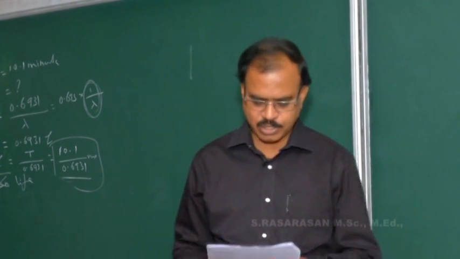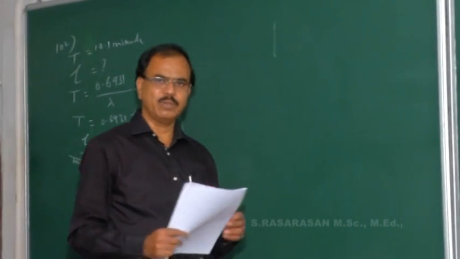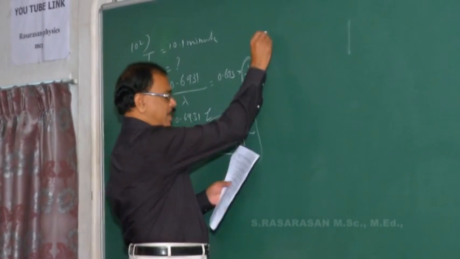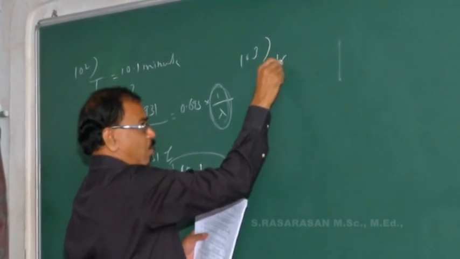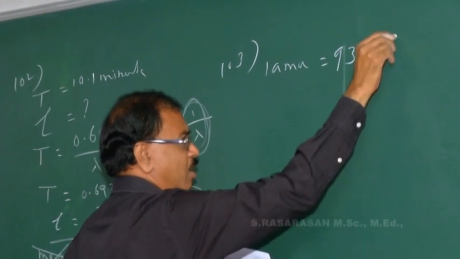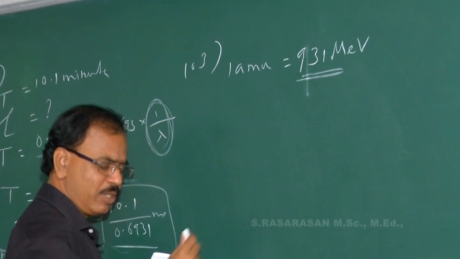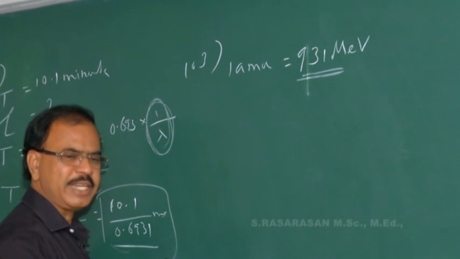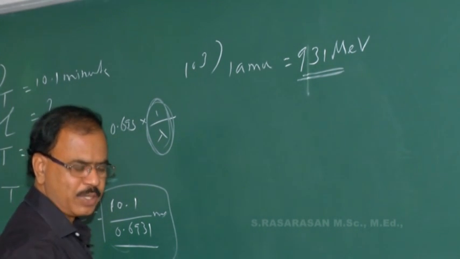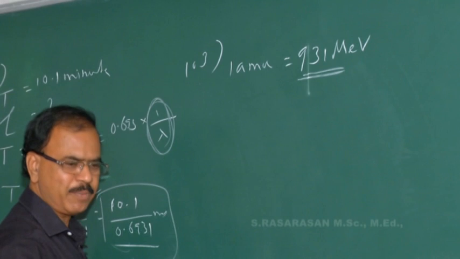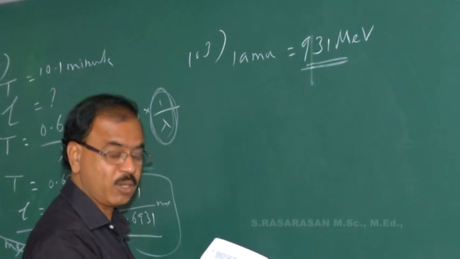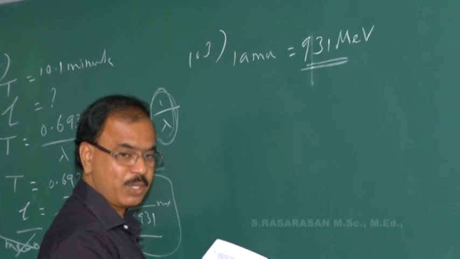What is the binding energy? Yes, for 1 AMU, we know the equivalent energy is 931 million electron volt. We already know this value by doing the calculation. E is equal to mc square. If you solve E equals mc square, instead of m you substitute 1 AMU, that is 1.66 into 10 power minus 27 kilogram, the mass of a nucleon.